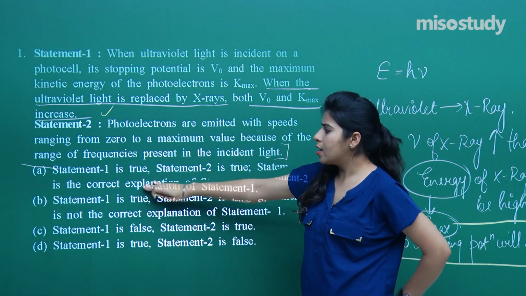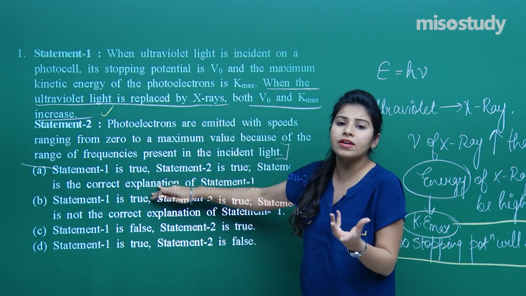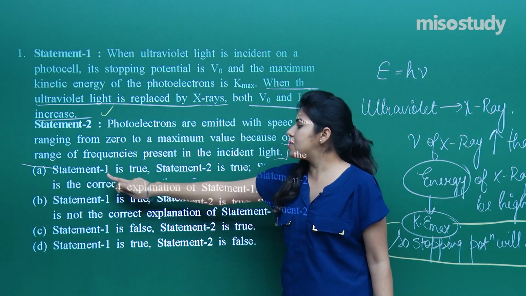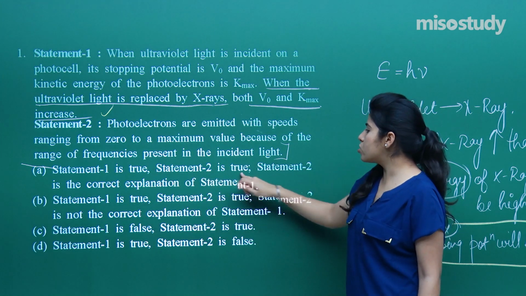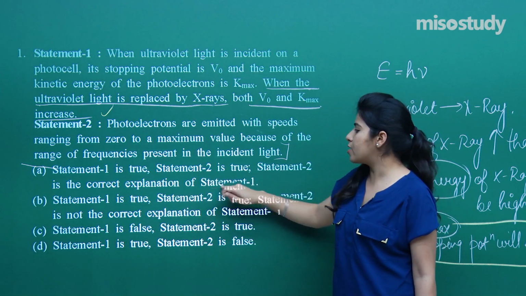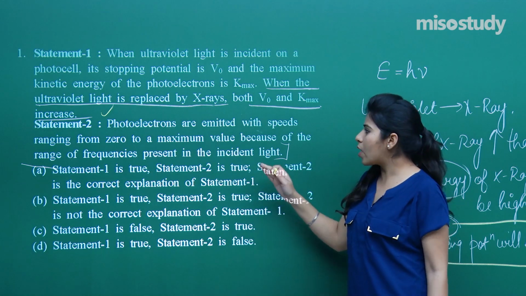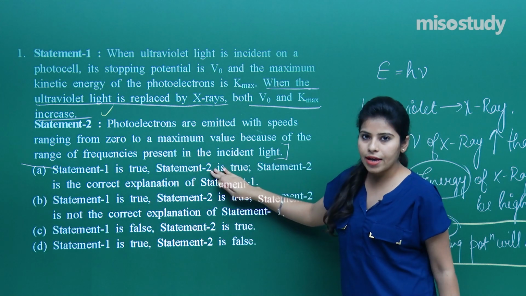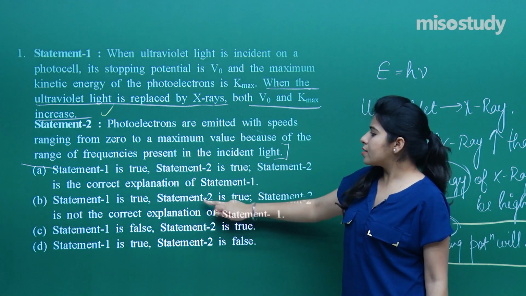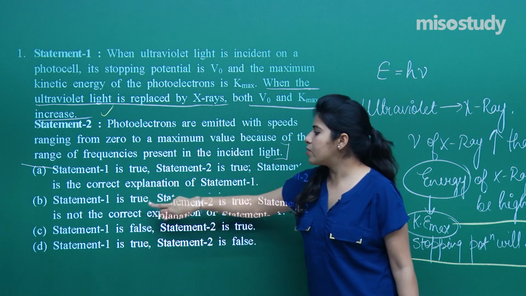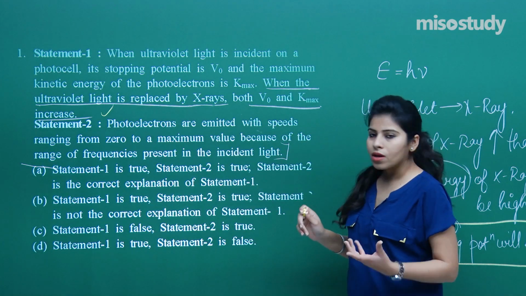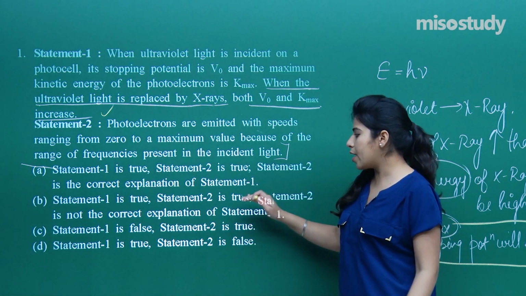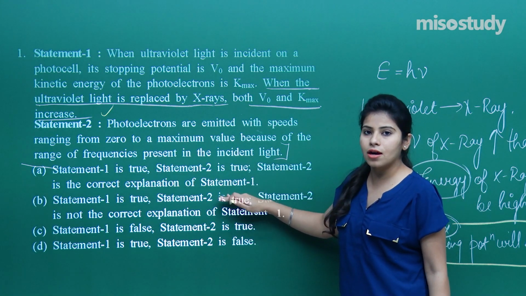Now let us see and ignore those options which are irrelevant for us. In option 1, statement 1 is true, statement 2 is true, and statement 2 is the correct explanation of statement 1. Right now we are not aware of statement 2, so we will not touch this option. In the second option, statement 1 is true and statement 2 is true. I know that statement 1 is true, but I don't know about statement 2, so again, I will not touch this option.